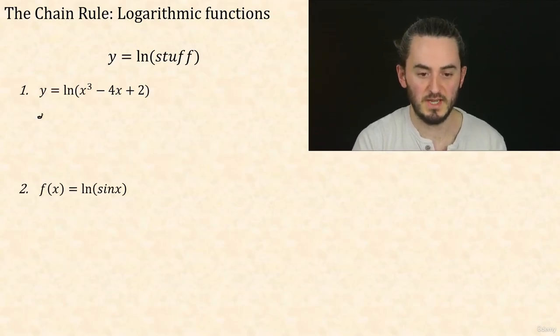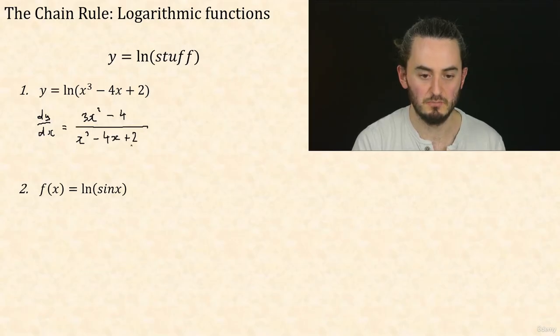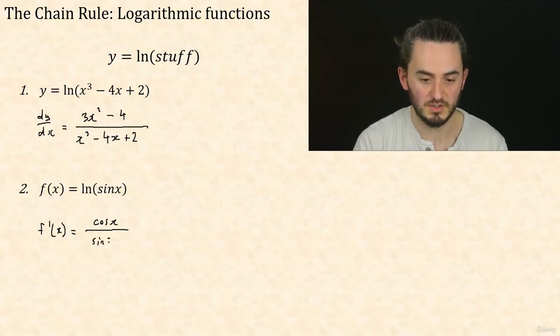So if we want to differentiate this function here, which is ln of x cubed minus 4x plus 2, it is simply the derivative of this stuff, which is 3x squared minus 4, divided by this stuff, which is x cubed minus 4x plus 2. This function here, if we want to differentiate ln of sine x, it is simply the derivative of sine x, which is cos x, divided by the function itself, which is sine x.